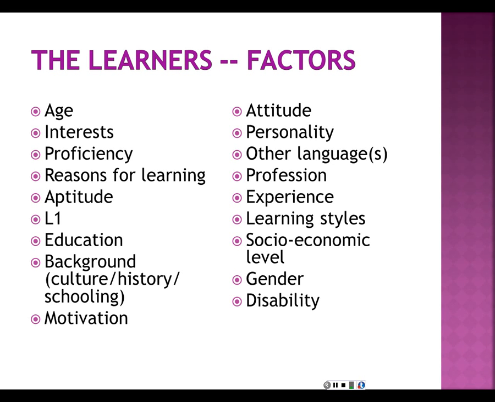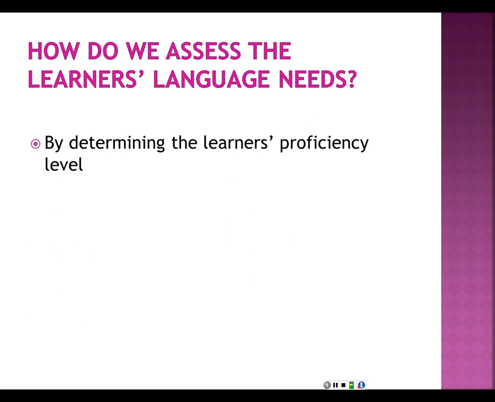That makes a difference. Other languages that they have already learned, their current profession or future profession, their experience in the profession, potentially this is for adult learners. Their learning styles, you can assess that through surveys or observations. Their socioeconomic level, that should be on the survey. Gender, of course, you can find out that way, and any disabilities. Okay, so how do we assess the language learner's needs? Well, we must determine the language learner's proficiency level, and so that is the focus.